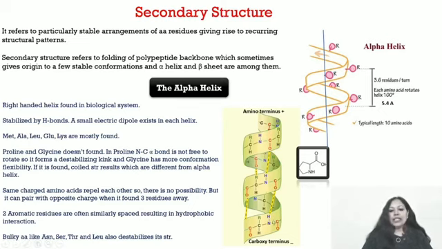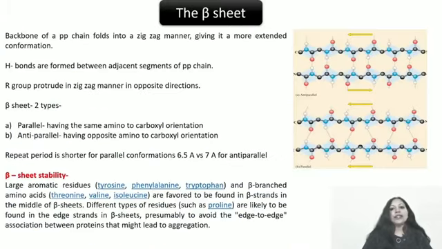Same charged amino acids, if placed adjacent to each other, repel each other. So if they are found, they are 3 residues away, and aromatic amino acid residues are often similarly spaced, resulting in hydrophobic interaction. Bulky amino acids like asparagine, serine, threonine and leucine also destabilize the structure of alpha helix. So you can have an idea of how important the amino acid composition is in determining the secondary structure of the protein.